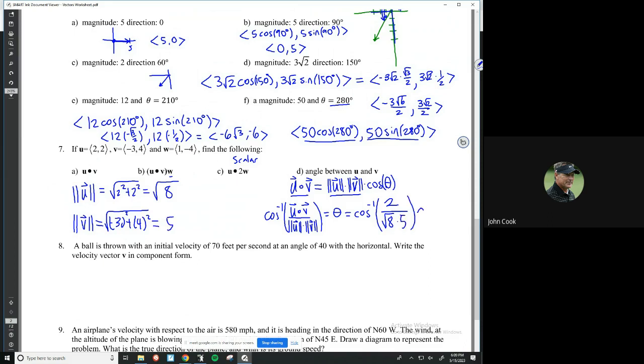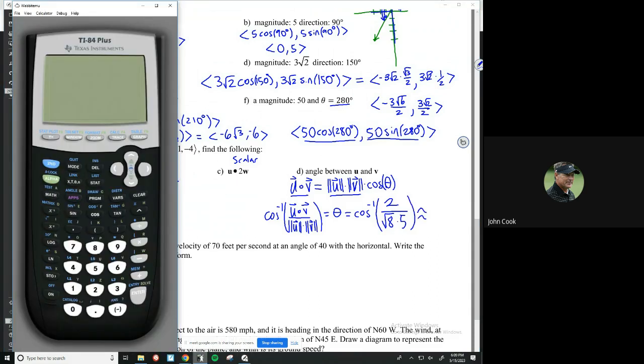Okay, and then we type that into our calculator, and that'll give us the angle between those two. So let's see here. Cosine inverse of 2 divided by parentheses square root of 8 times 5. Okay. All right, there's the angle between those two vectors. It's going to be 81.870 degrees. All right, there you go.